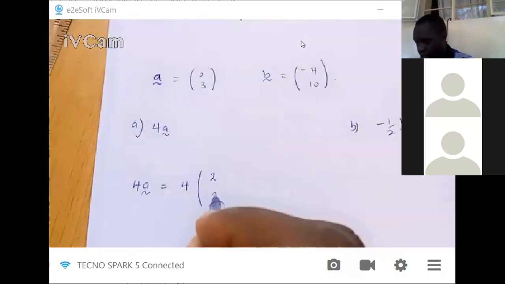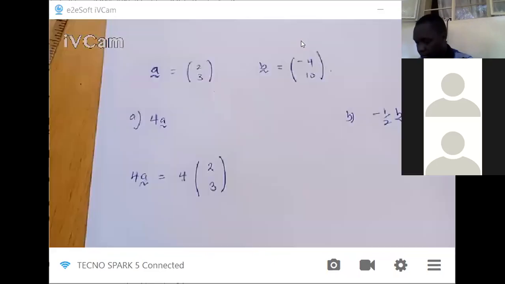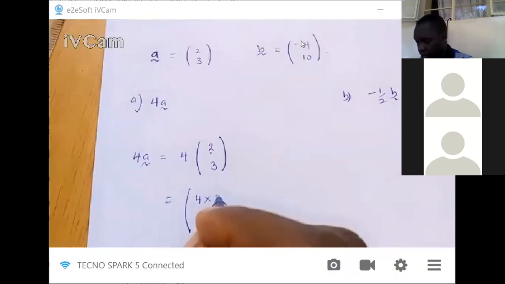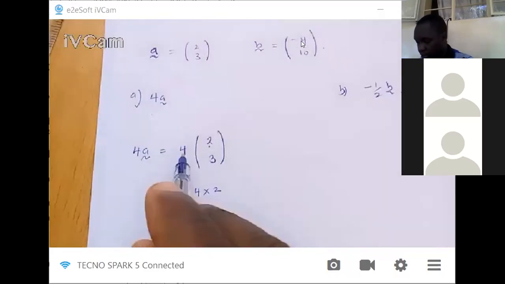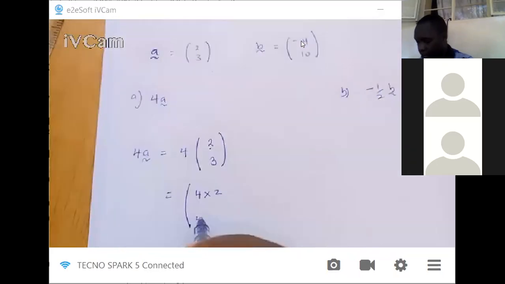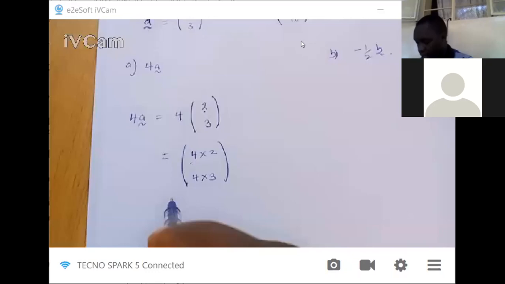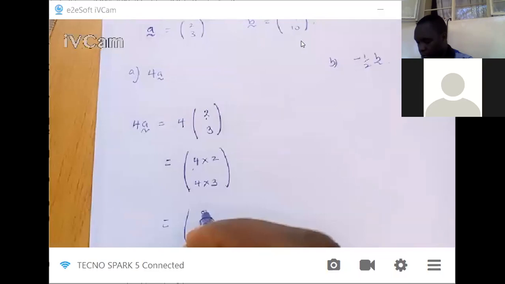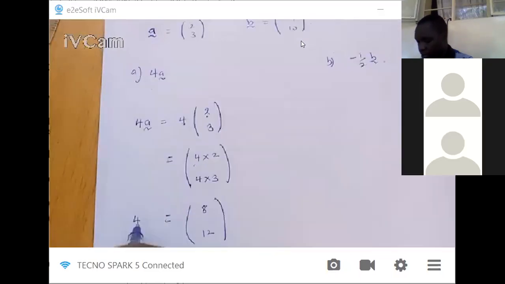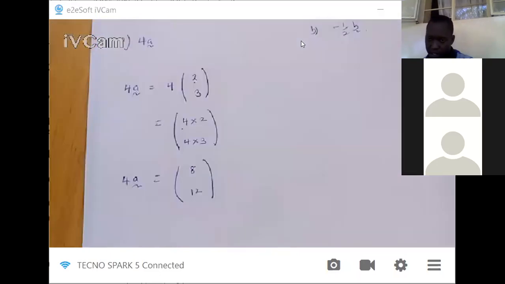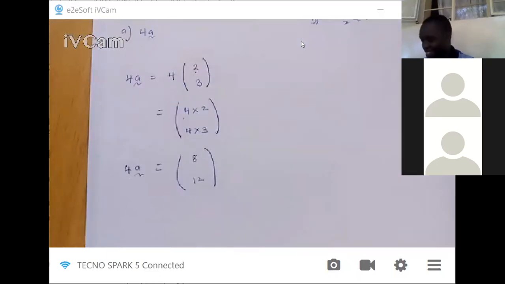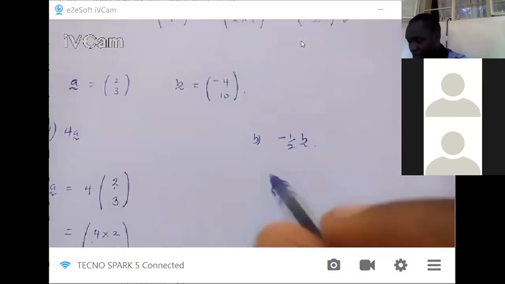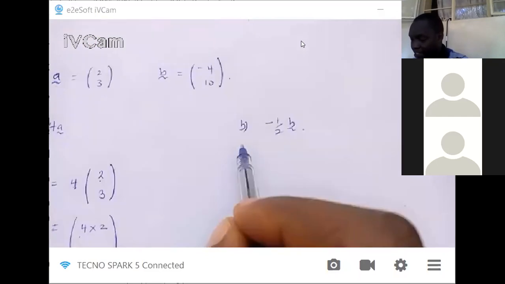So that means 4 has to multiply inside, so that will be 4 times 2, and then 4 times 3. Okay, that is a step. Then the next step is to multiply, and we have 8, and here we shall have 12. So 4A is that. We can see that it is just a piece of cake, isn't it? Yes. All right, let us proceed to part B.